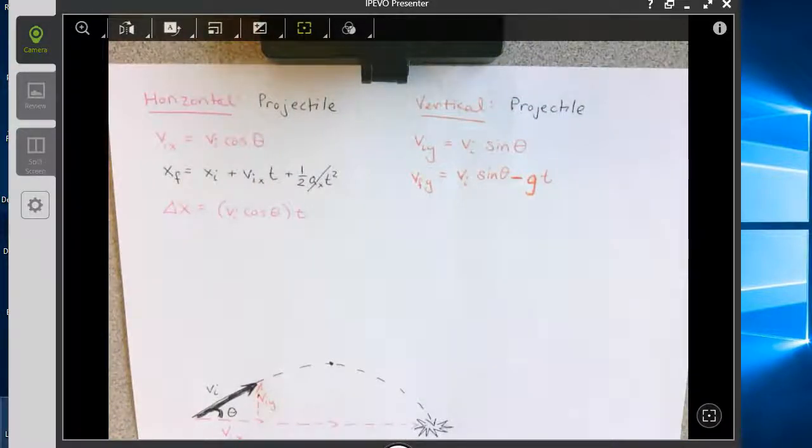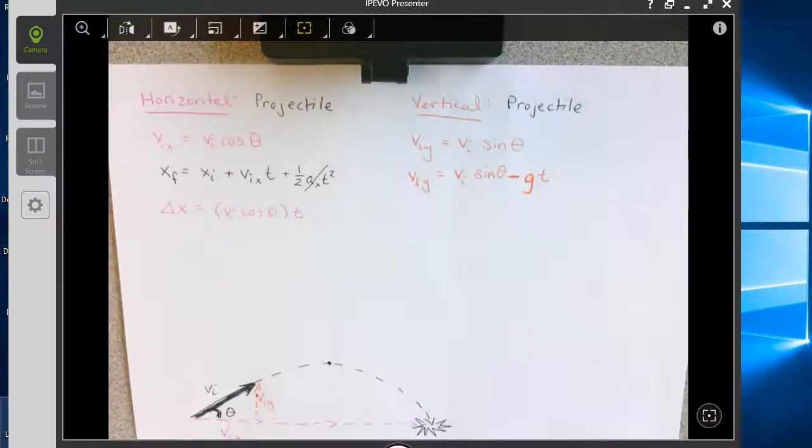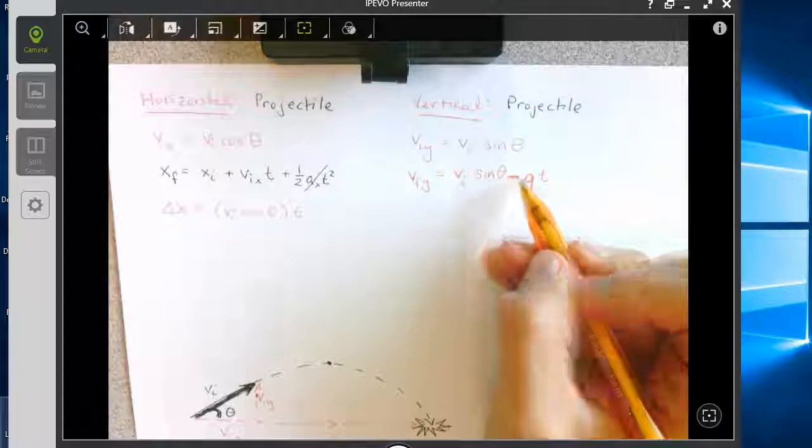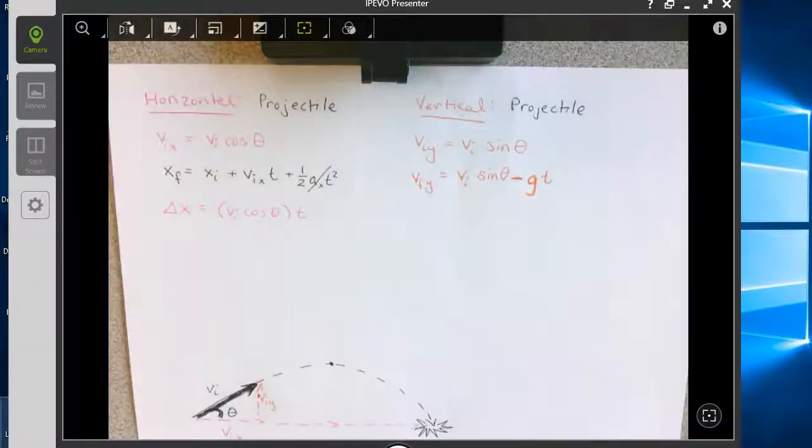G is the strength of the gravitational field, as in MGH. MGH was never negative. G is not negative now. 9.81 meters per second squared, straight down. That gives you your final velocity in the y direction.